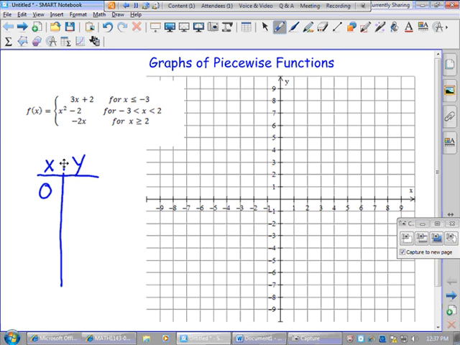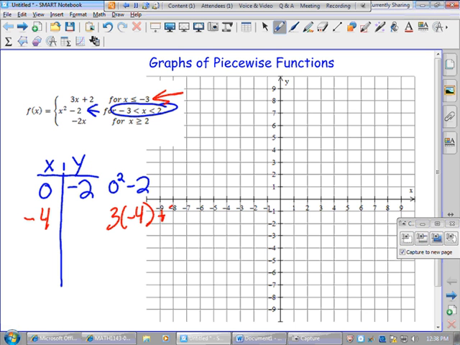0. Well, 0 is not less than -3, so I can't use that position. But 0 is between -3 and 2, so I use this function. 0 squared minus 2 is -2. Maybe I want to put in -4. Well, -4 is less than -3. So I put -4 in where x is, and I get -12 plus 2 is -10.